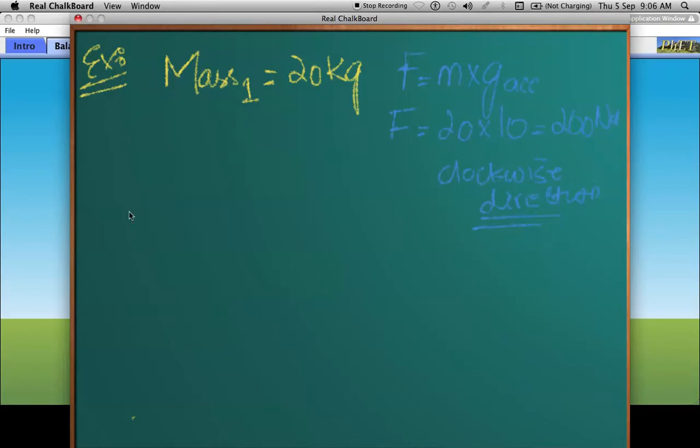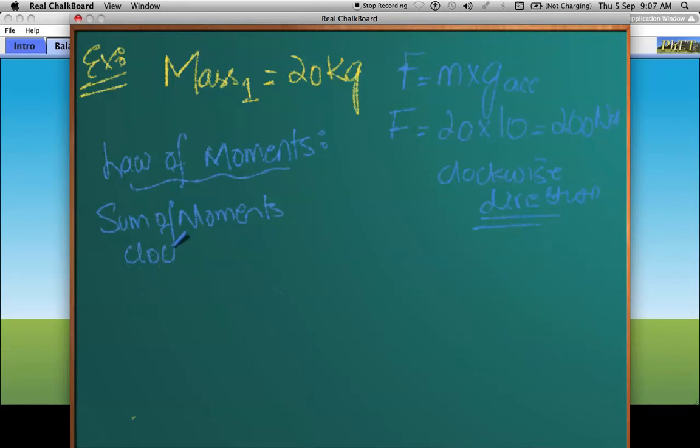Now remember that in such cases we always use the law of moments, and we have been using this earlier, which says the sum of moments in the clockwise direction should be equal to the sum of moments in the anti-clockwise direction for equilibrium.